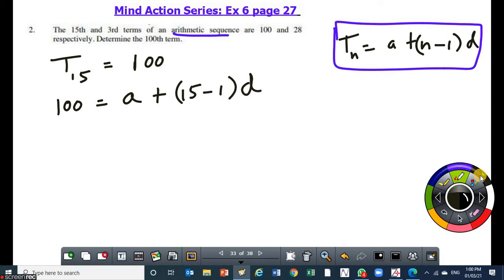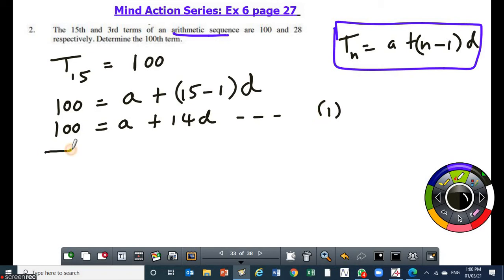From here now, you simplify and create a linear equation. So that would be 100 is equal to A. This is 15 minus 1, which is 14. 14 times D, that will give you plus 14D. So you can call that one your equation 1.